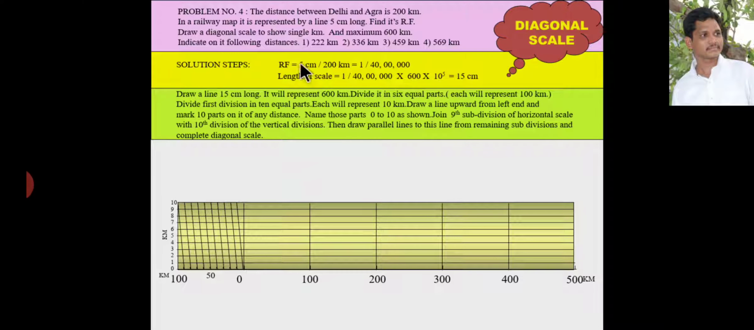And you have to mark the distances of 222 kilometers, 336 kilometers, 459 kilometers, and 569 kilometers. You have to show these values on this scale.